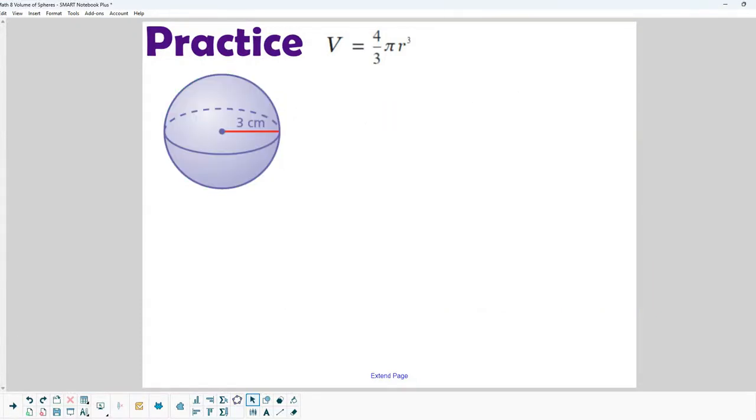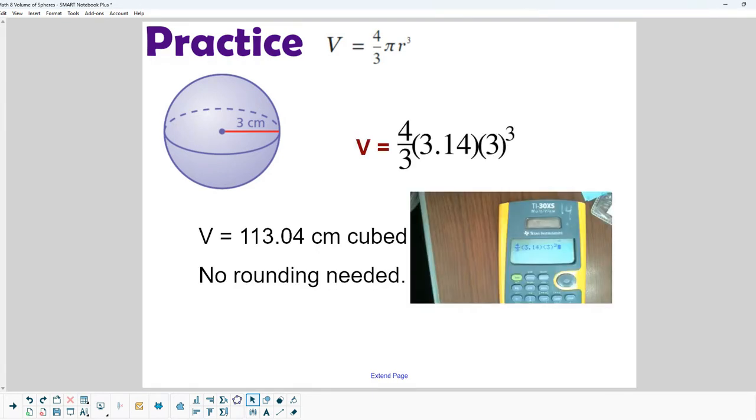All right, on our next one, here's the next one on our guided notes. The volume is, once again, 4/3 pi r cubed. So when we put it in our formula, we have 4/3 times 3.14 times 3 to the third power. And when we hit enter on our calculator with that formula in there, it comes out to be 113.04 centimeters cubed. There's the cm up there. And this is what it came out to be. There was no rounding before I did this. So that should be accurate enough. We'll just leave it rounded to the nearest hundredths in that case.